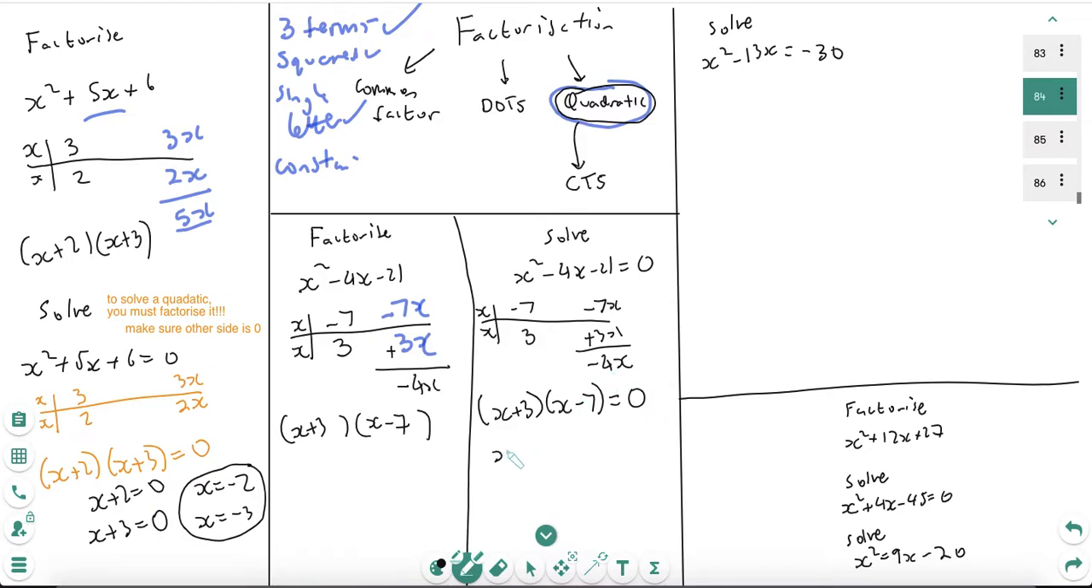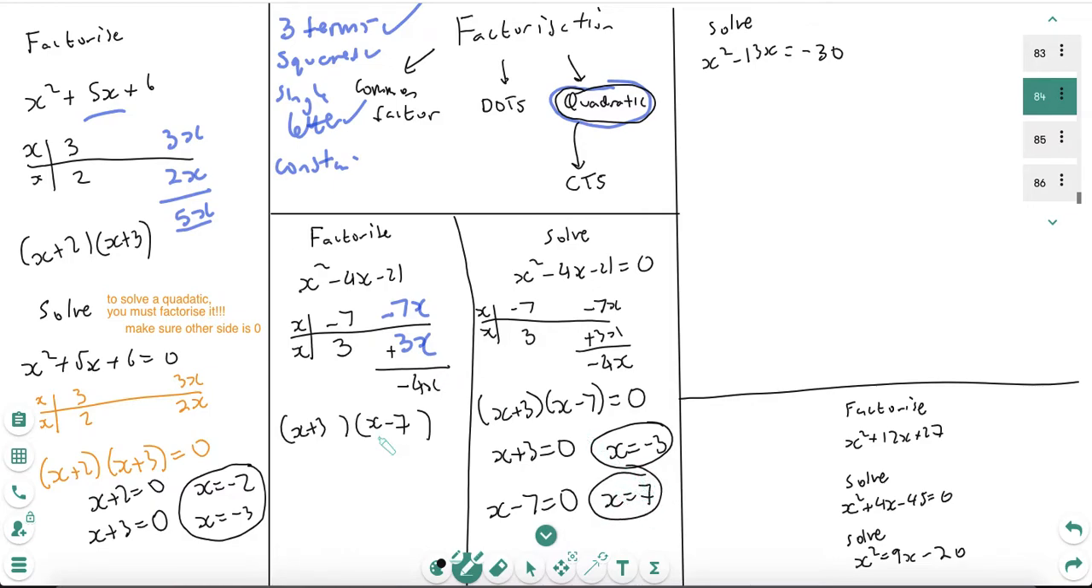Get the first bracket, x plus 3 equals 0. Something plus 3 is 0. Minus 3 plus 3 is 0. So our first answer is minus 3. And then x minus 7 equals 0. Something minus 7 is 0. Well, x must be 7.